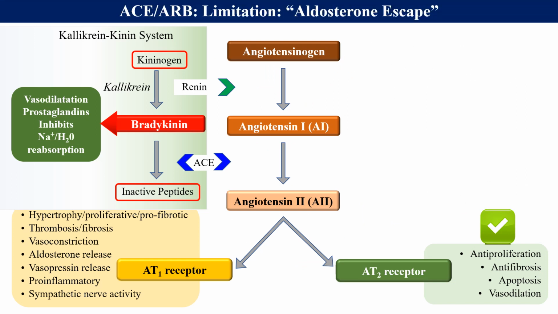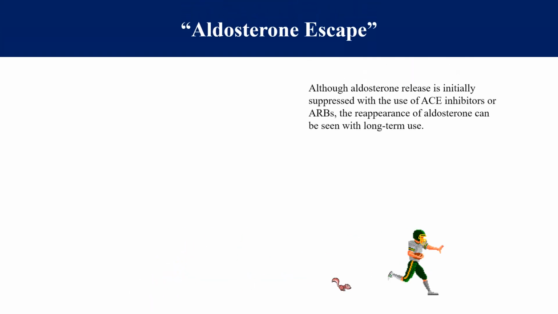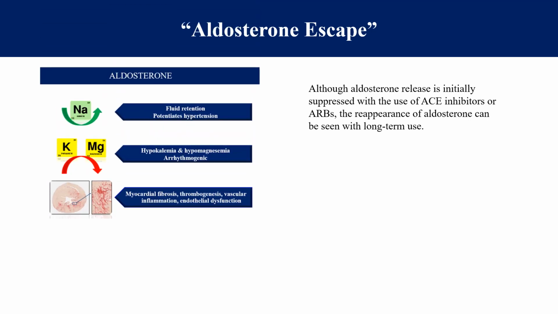One limitation that is common to the use of ACE inhibitors and ARBs involves a phenomenon called aldosterone escape. What aldosterone escape means is that although aldosterone release is initially suppressed with the use of ACE inhibitors or ARBs, the reappearance of aldosterone can be seen with long-term use. This can be problematic. Recall aldosterone can lead to fluid retention and contribute to hypertension, potassium and magnesium wasting leading to increased arrhythmogenic risk, and end organ tissue fibrosis and thrombosis.